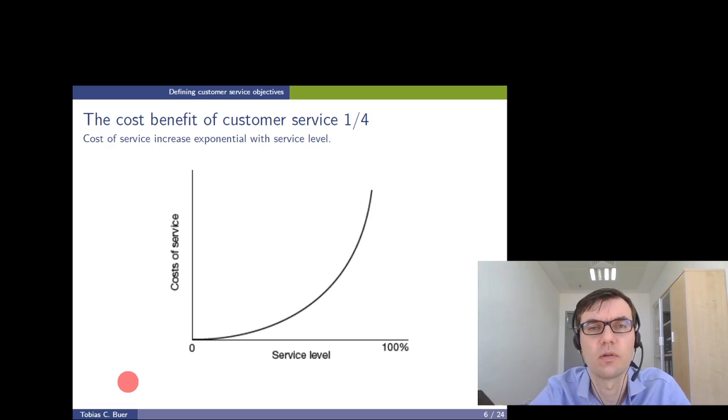The principle is the same in the grocery store when you are waiting at the checkout counters, in particular when it's a very popular day. You have to open many checkout counters in order to avoid waiting of your customers, and the cost for the service will rise exponentially. Okay, this is one thing. Higher service level means an exponential rise in the cost for service.